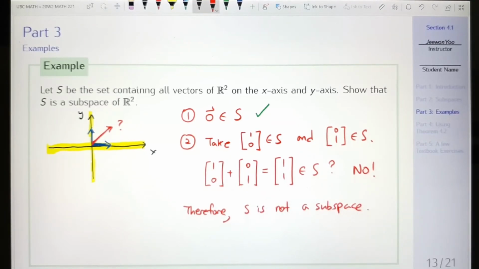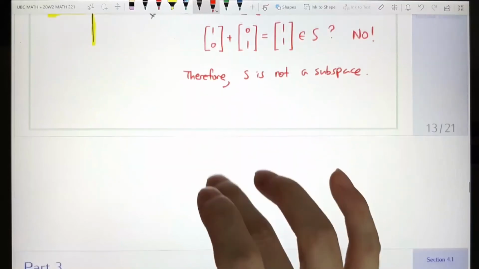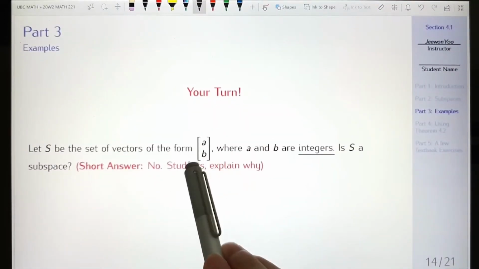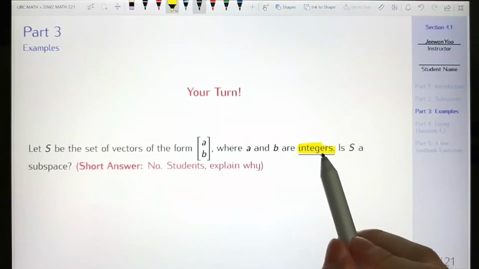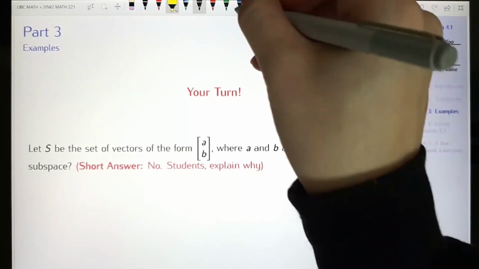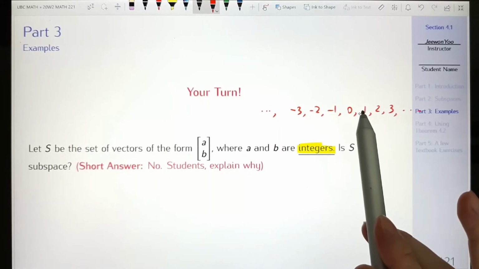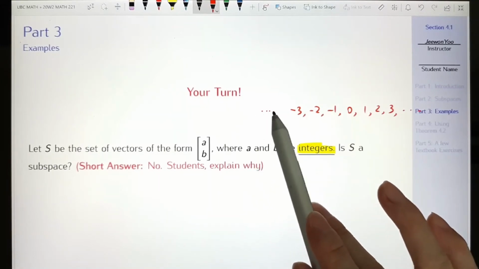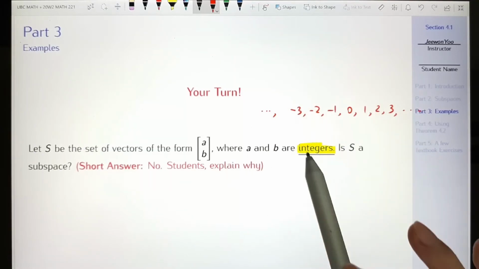Thank you. These are all the examples that I wanted to go over with you in part 3. As a last thing for part 3 for you, there's a your turn question. Let S be the set of vectors of the form A, B, where A and B are integers. Could you please highlight this word, integers, on your paper? And you guys know what integers are. You know, there are infinitely many choices for integers. Whatever from the left, -3, -2, -1, 0, 1, 2, 3, and so on. These numbers are called integers.